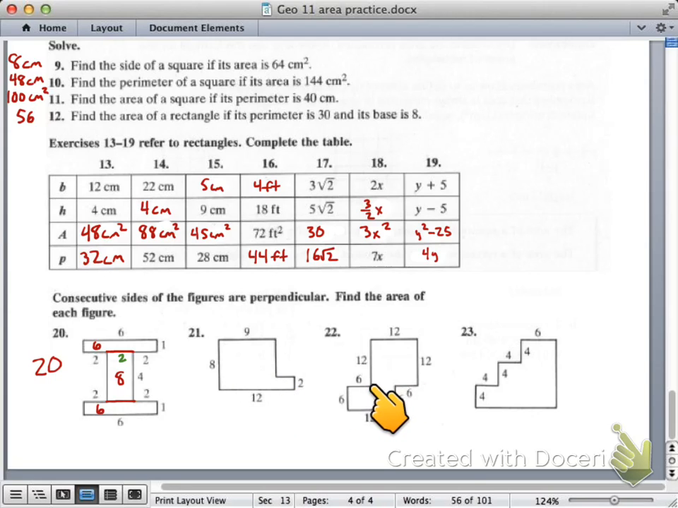You want to create a square and a rectangle there. Split this up into a couple different rectangles. Find the area of each rectangle, add them up together. There were some other ways to split these up. This is how I did number 23. You could have done it horizontally as well, but any way you do it, you just got to get the sum of the smaller parts, add them together.